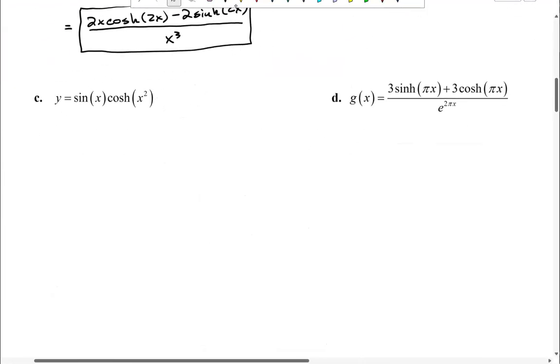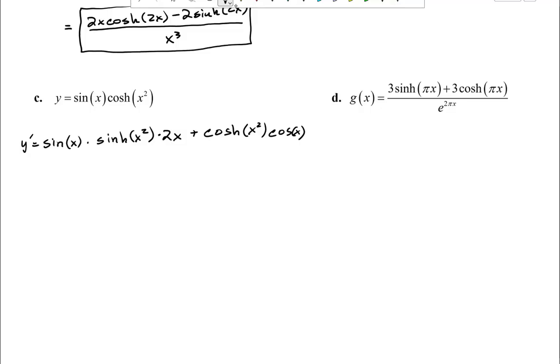Part C, here we have a product of sine x and hyperbolic cosine of x squared. So we're going to need to use the product rule. So we're going to have the first function. We notice that the derivative of hyperbolic cosine is positive hyperbolic sine, and then we multiply by the derivative of the inner function. So we have our first function times the derivative of the second. Next we need the second function times the derivative of the first. The derivative of sine is simply cosine. There really isn't anything we can simplify here. Maybe just rewrite it with the 2x in front.